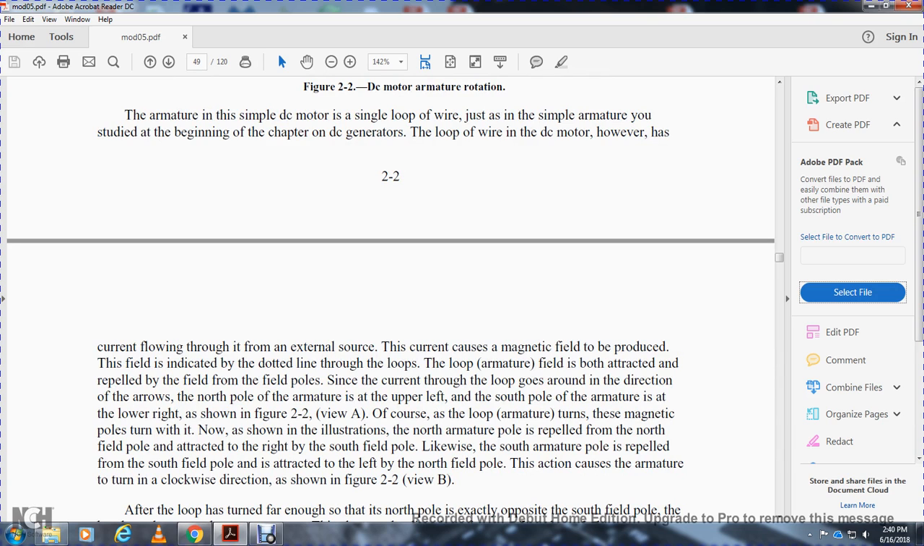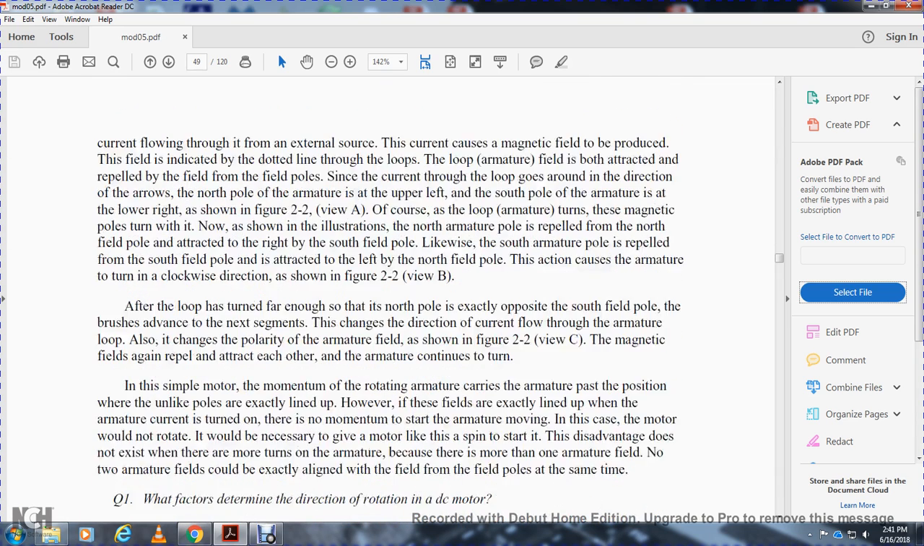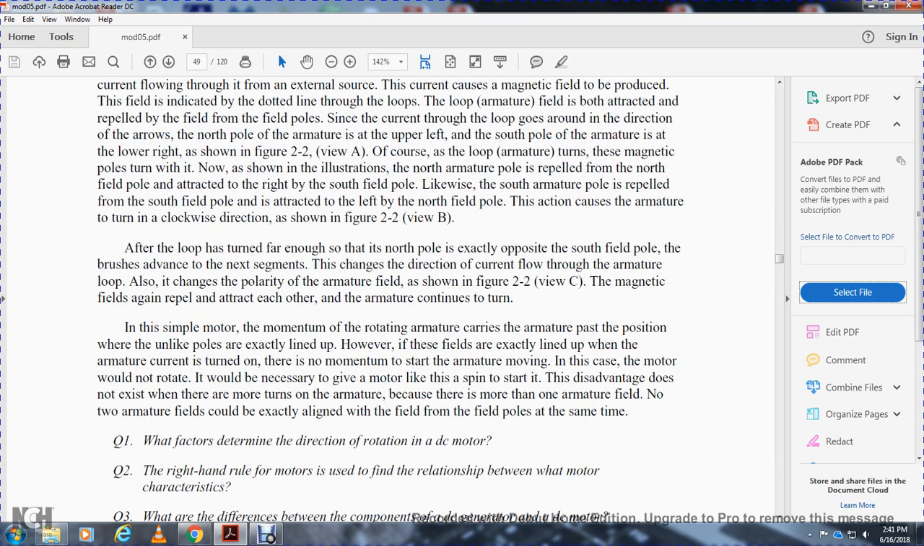The loop's armature field is attracted to and repelled by the field's poles. Since the current through the loop goes around in the direction of the arrow, the north pole of the armature is at the upper left, and the south pole of the armature is at the lower right, as shown in figure 2.2, view A. Of course, as the loop of the armature turns, these magnetic poles turn with it. Now, as shown in the illustration, the north armature pole is repelled from the north field pole and attracted to the right side, the south field pole. Likewise, the south armature pole is repelled from the south field pole and attracted to the left, the north field pole. This action moves the armature in a clockwise direction, as shown in figure 2.2, view B.